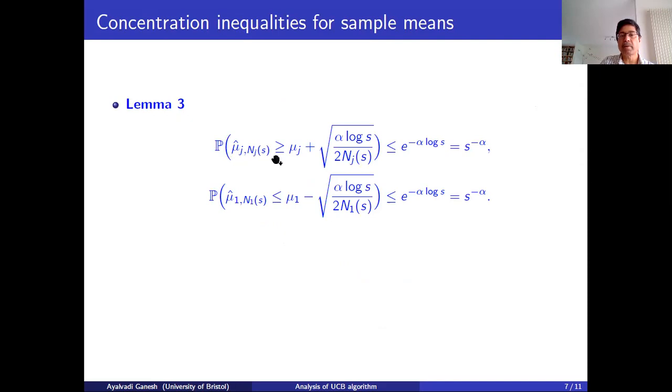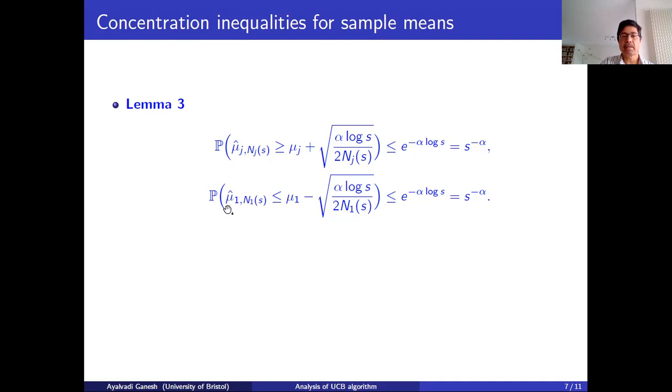So the probability that the sample mean on the j-th arm exceeds its true mean by this much is bounded above by e to the minus alpha log s. Okay, and what is this quantity? E to the log s is s. So e to the minus log s is s to the minus 1. And this is just raising that to the power alpha, right? So I could have rewritten e to the minus alpha log s as e to the minus log s, whole thing to the alpha. And that is s to the minus 1, whole thing to the alpha, which is s to the minus alpha.